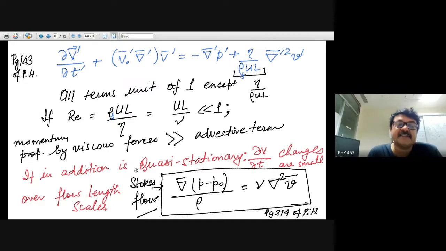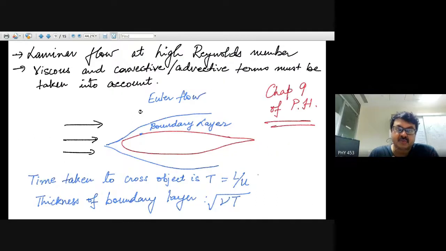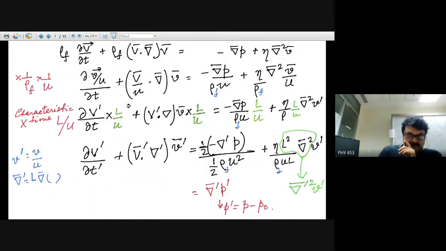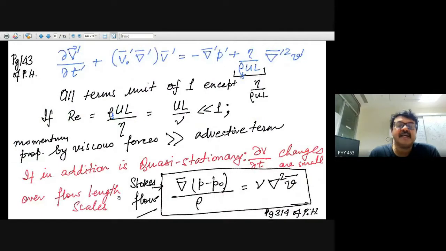So if, in addition, the flow was quasi-stationary, that is del V dash by del T was not changing much over the length scale, if this was quasi-stationary, then you can drop this term also, and then what you get is grad P, P0 being the thermodynamic pressure, and of course that's going to be constant over the length scale. So it's grad P by rho equal to nu grad square V, and this is called the Stokes flow, right? So at low Reynolds number you can drop this, and in addition, if you have steady state flow, then this is the equation that you have to solve. Okay, and this is discussed in page 314 of Physical Hydrodynamics.